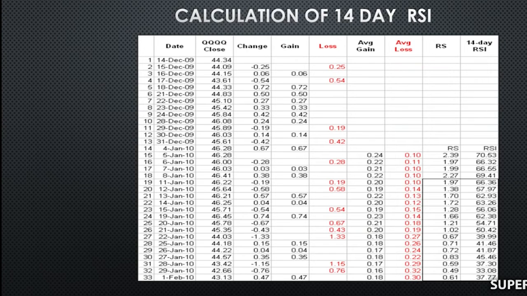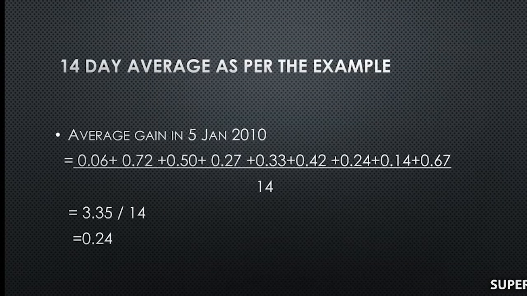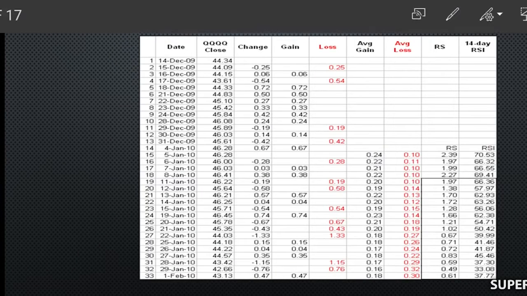And from this, we need to calculate the average gain. For calculating the average gain, we need to calculate a 14-day average. So we are calculating the 14 days' gain divided by 14. Okay, 14 days' gain divided by 14, then we will get 0.24 as the 14-day average gain.